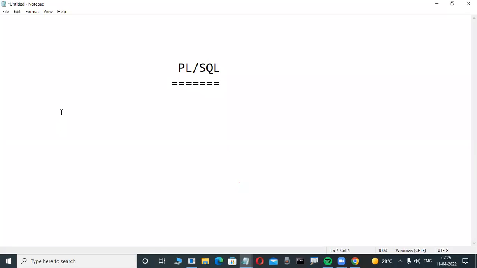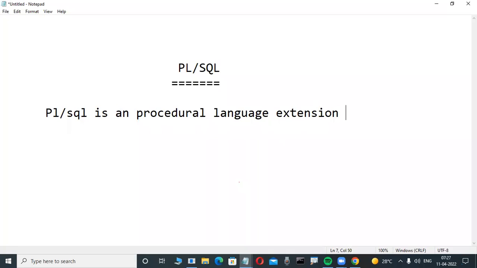PLSQL is a procedural language. Procedural language extension for SQL.